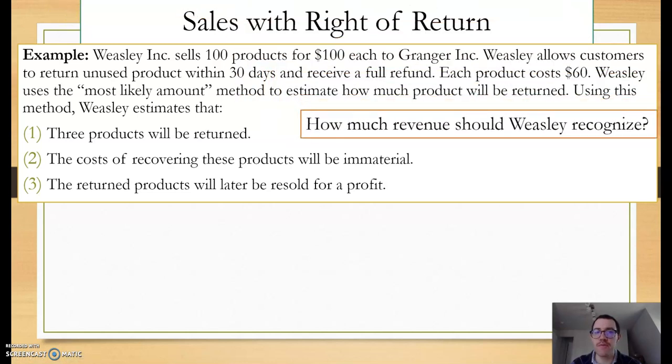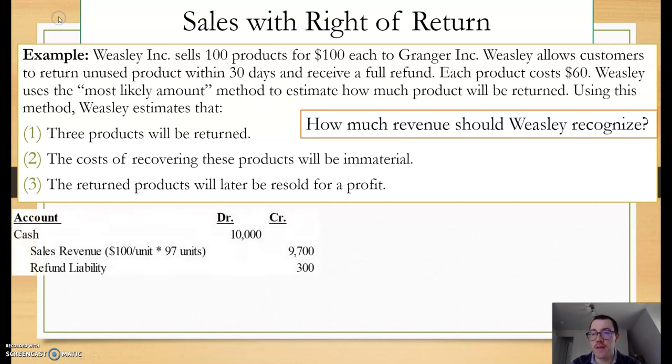Okay, so how much revenue should Weasley get to recognize? If you answered $9,700, you'd be correct. We're only going to recognize revenue on 97 units. And then we're going to credit this account, refund liability. As you may have guessed, refund liability is a liability, and it will go away when you refund Grainger, assuming Weasley's correct that 3 will be returned.